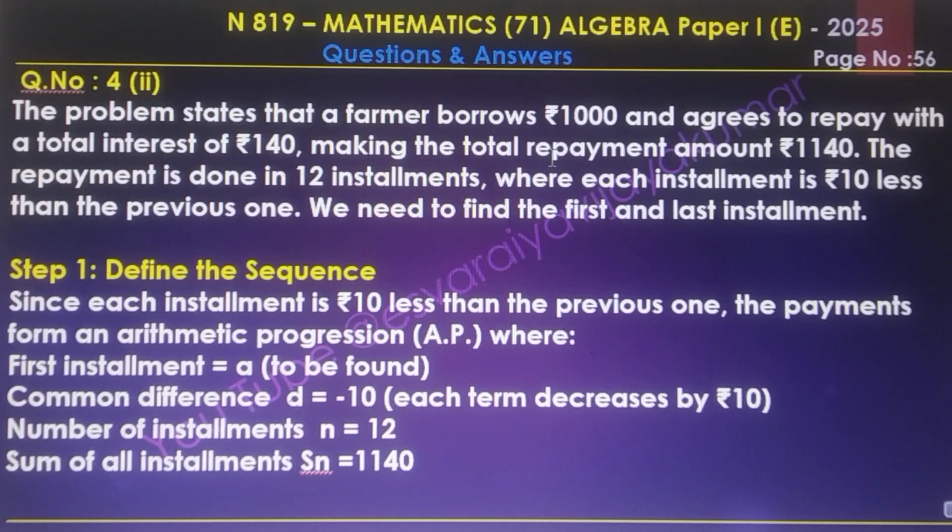The problem says that a farmer borrows thousands and agrees to repay. Define the sequence, since each installment is 10 rupees less than the previous one. The payments form an arithmetic progression (AP), where the first installment a is to be found and the common difference d equals minus 10. So n equals 12, and the total sum of installments Sn equals 1140.